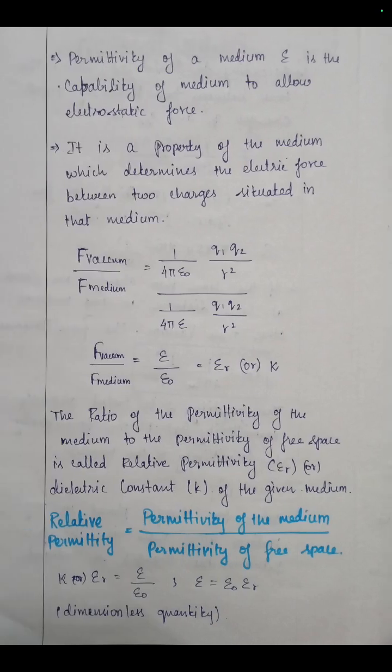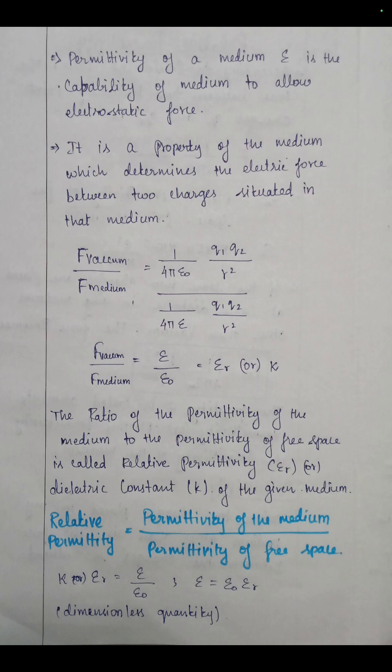We know the force between the two charges in vacuum and the force between the two charges in the medium. If we divide the two forces, we get 1 by 4 pi epsilon naught q1 q2 by r square, divided by 1 by 4 pi epsilon q1 q2 by r square. Both q1 q2 and r square get cancelled because we place the same charges at the same distance in vacuum as well as in the medium. We get epsilon divided by epsilon naught. So this ratio is known as the relative permittivity or dielectric constant.